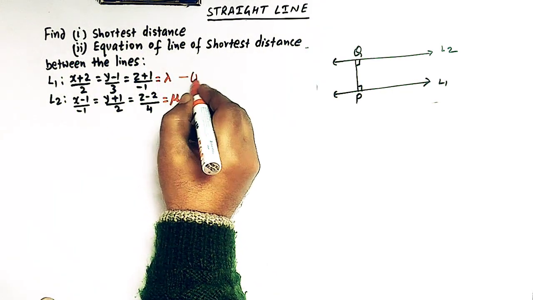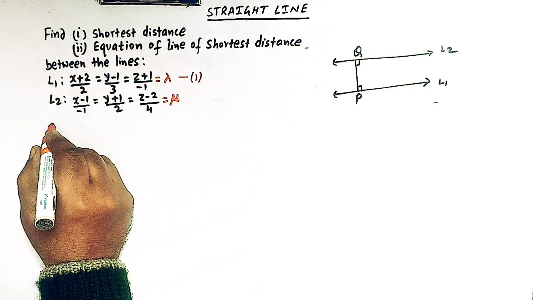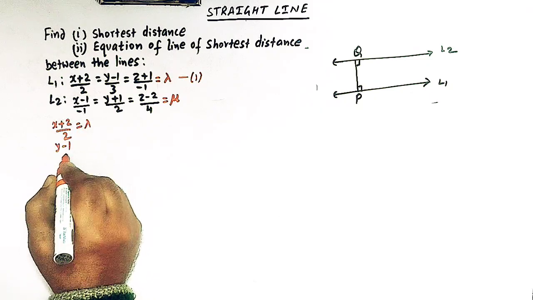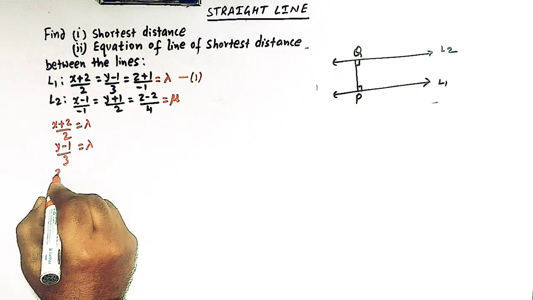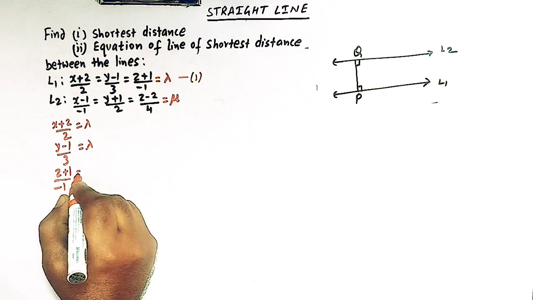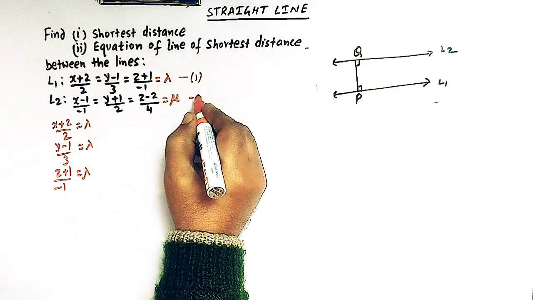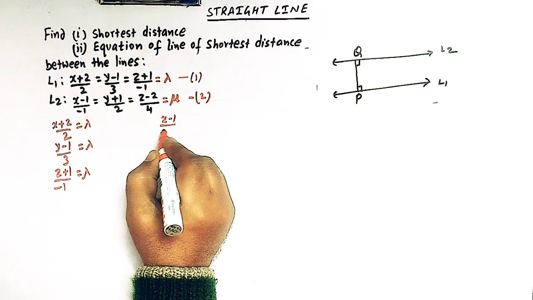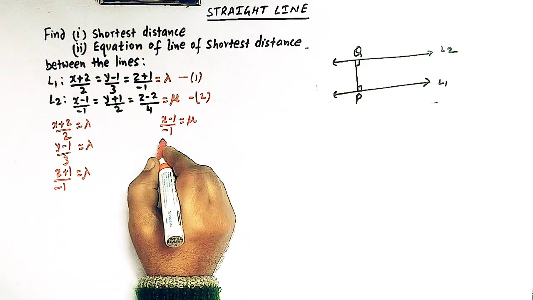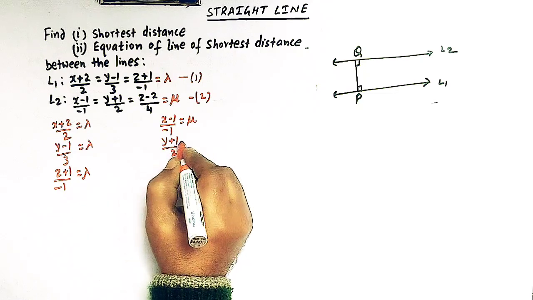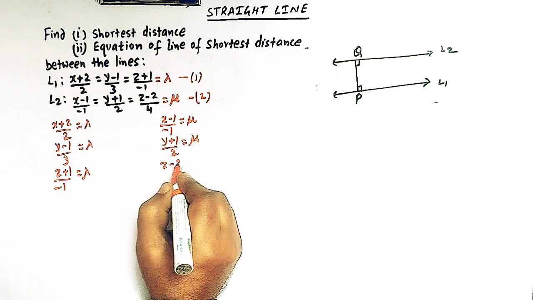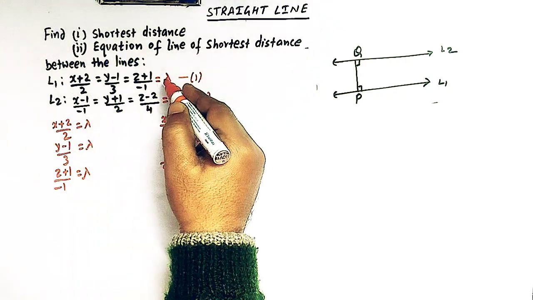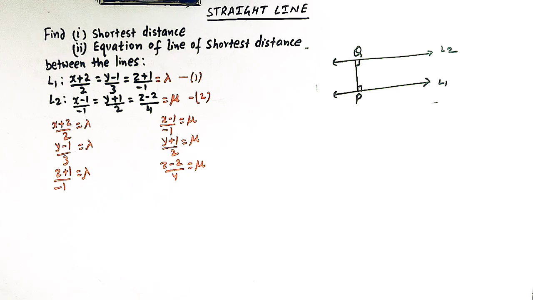Now from equation 1, we can write (x plus 2) over 2 is equal to lambda, then (y minus 1) over 3 is equal to lambda, and (z plus 1) over minus 1 is equal to lambda. And from equation 2, we can write (x minus 1) over minus 1 is equal to mu, (y plus 1) over 2 is equal to mu, and (z minus 2) over 4 is equal to mu. Here lambda and mu are some real numbers.